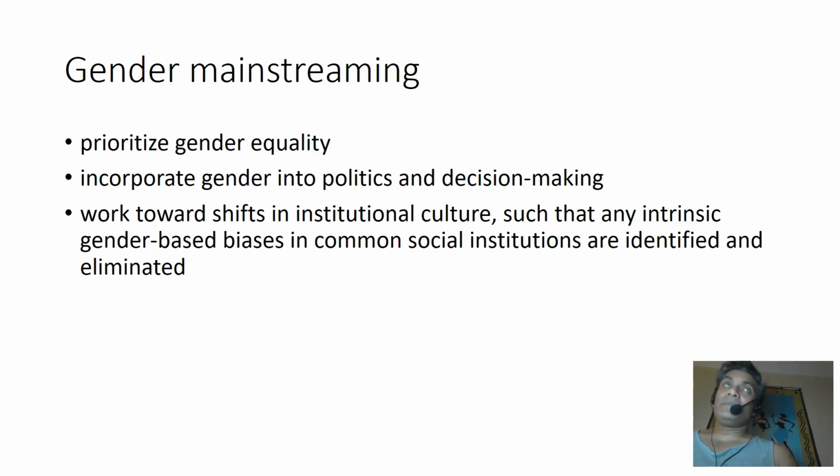So how do we help achieve gender equality, especially when it comes to science and health? Well, we have this thing called gender mainstreaming, which is a process by which we try to prioritize gender equality in our formal structures, especially through government. So we try to incorporate gender analysis or gender perspective into aspects of politics and decision making. What we're trying to do is to shift what we call our institutional culture. That's how institutions, schools, governments, employers think about gender.